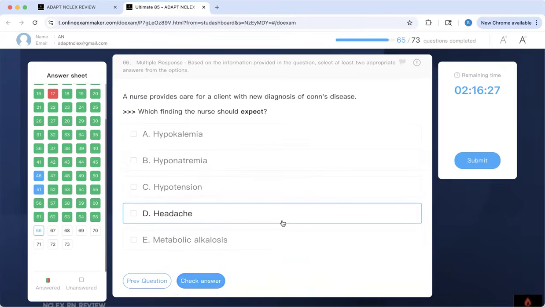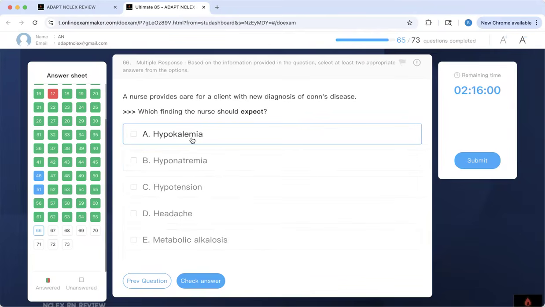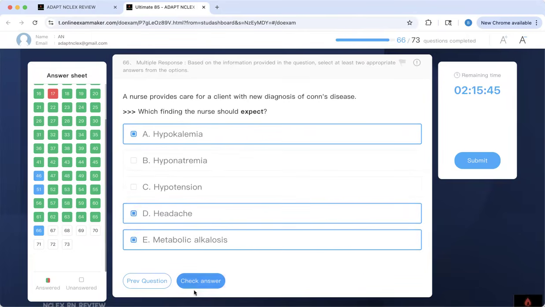And let's provide care for a client with the new diagnosis of Cushing's disease, endocrine. Like I said, we're going through every little one of them so that you can master them. Cushing's disease, which finding do you expect? Hypokalemia, hyponatremia, hypotension, headache, metabolic alkalosis. What do you think? Too much aldosterone. If you have too much aldosterone, potassium is going to do what? Think about it. It's going to go down. Sodium is going to go up. Your blood pressure is going to go up. You're going to have headache, and you're going to have metabolic alkalosis.